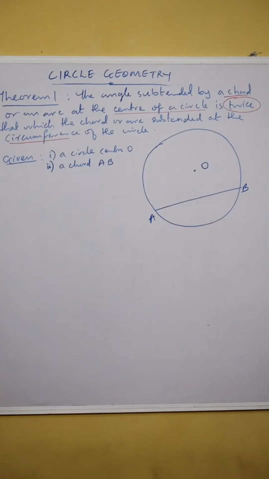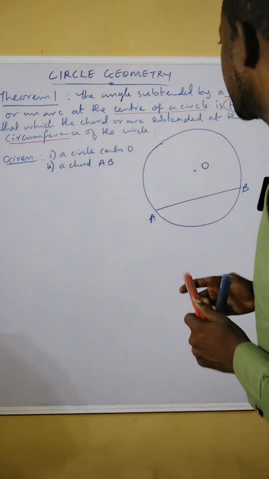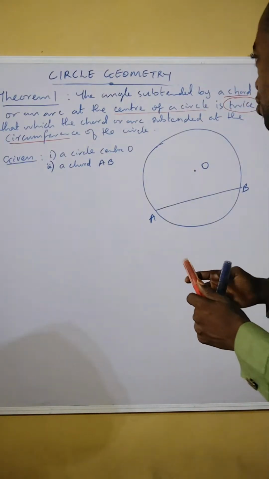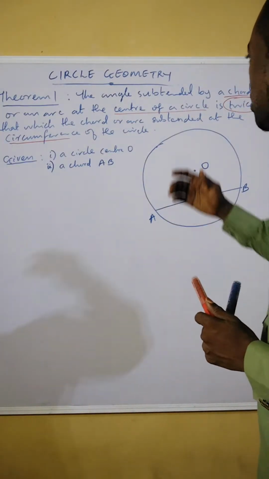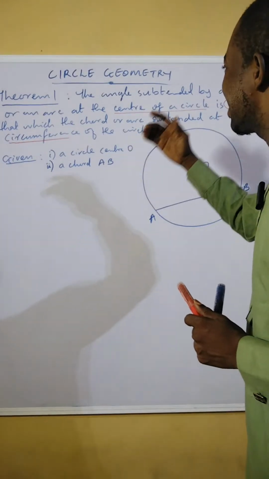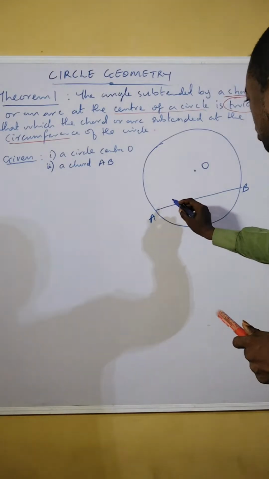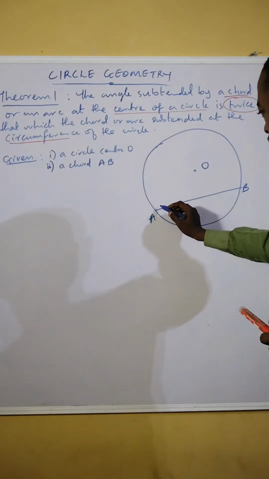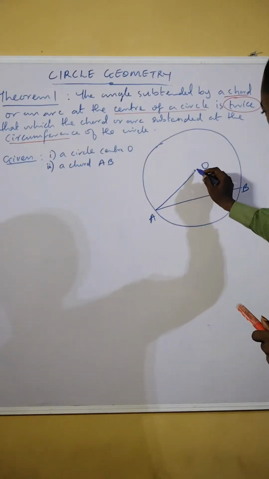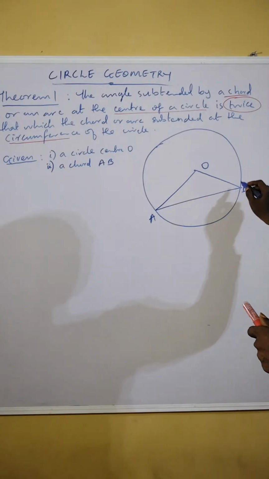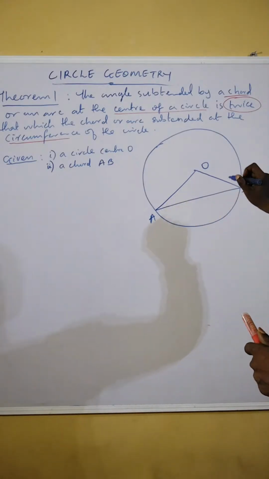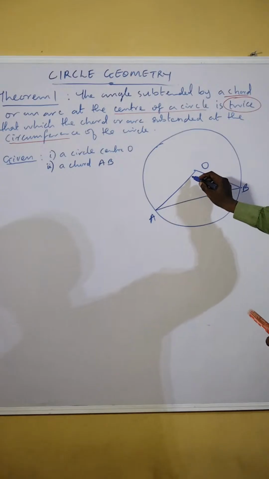Then also from the question, we discover that we have angle at the center. The angle subtended by a chord or an arc at the center of a circle. So this chord here forms angle at the center. We have looked at that this chord can form angle at the center here, and here we have two angles. And here we also consider this obtuse angle AOB.